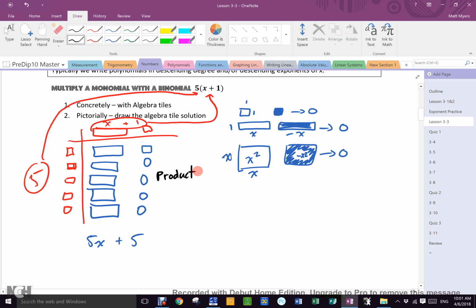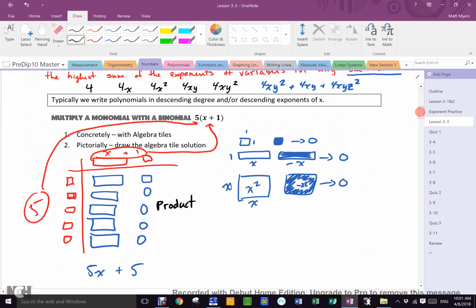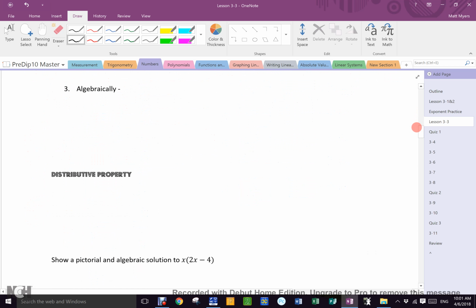Okay? Now, of course, as honors students, we do this first time, every time, the right way, algebraically. 5 times x plus 1 is the same as 5 times x plus 5 times 1. And this is the distributive property.